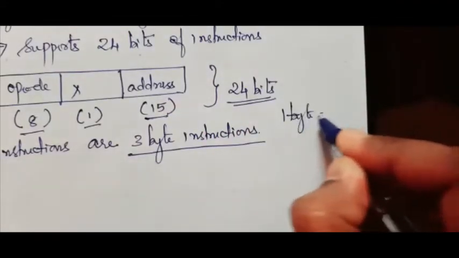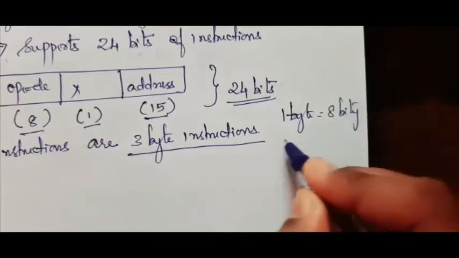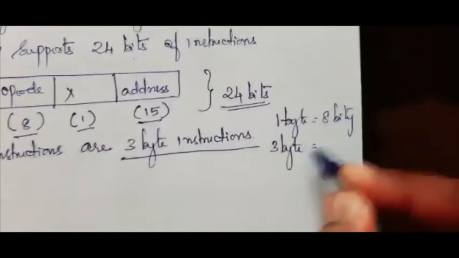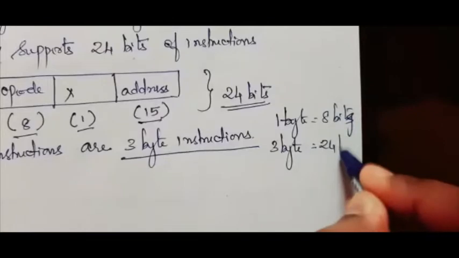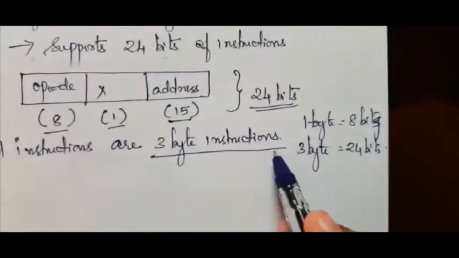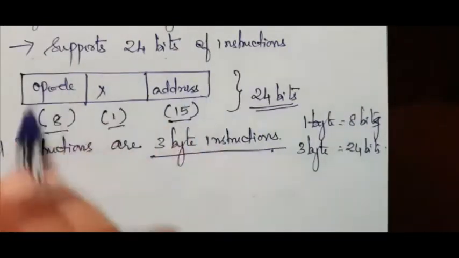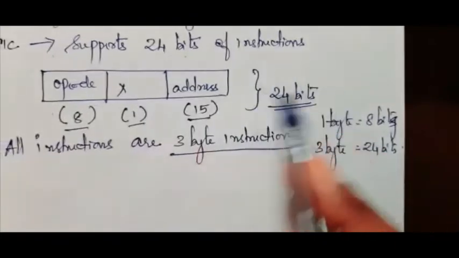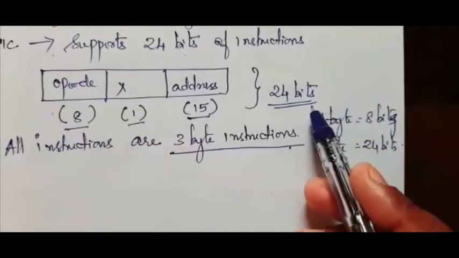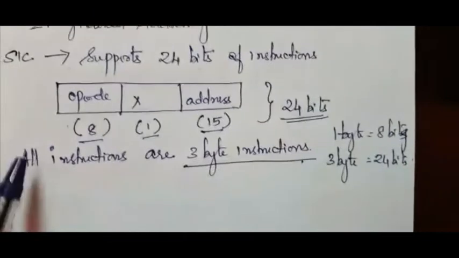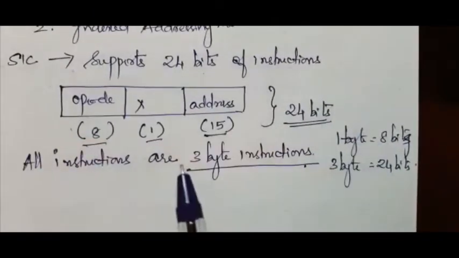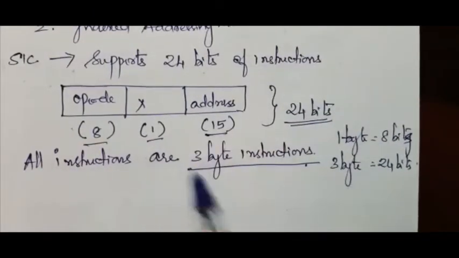1 byte is equal to 8 bits. Upper 3 bytes is equal to what? 24 bits. So it means a 3 byte instruction; totally the instruction consists of 24 bits. Okay, so this is what the SIC assembler supports.